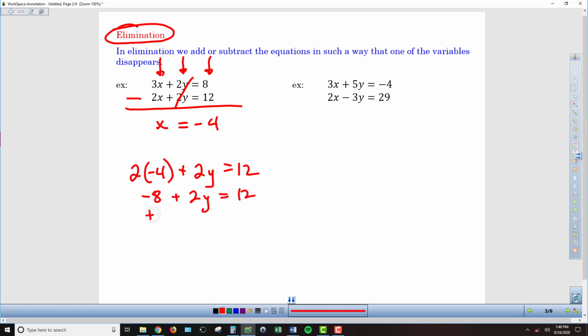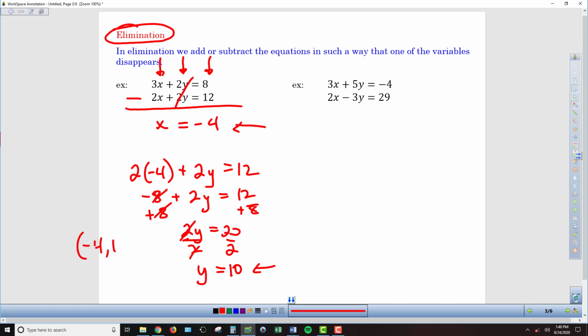So I've got 2 times negative 4 is negative 8, plus 2y equals 12. I'm going to add 8 to both sides. So now we've got 2y equals 20. Divide by 2, and we get y equals 10. So now taken together, we have our x-coordinate, we have our y-coordinate, and so they make up the ordered pair, which is the intersection point if we had graphed these lines, negative 4, comma, 10.